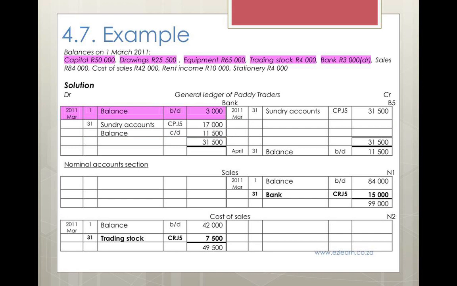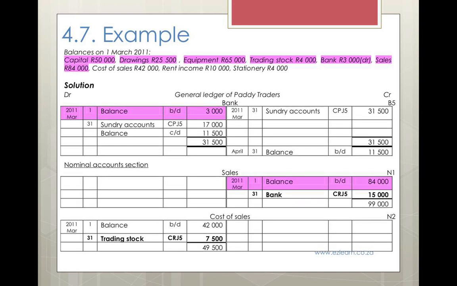Bank has a debit balance as this is told to you. If nothing is said, you can assume that bank would have a positive balance or a debit balance. If it has a credit balance, this simply indicates that the business has gone into overdraft and money is owed to the bank as more has been spent than was received.